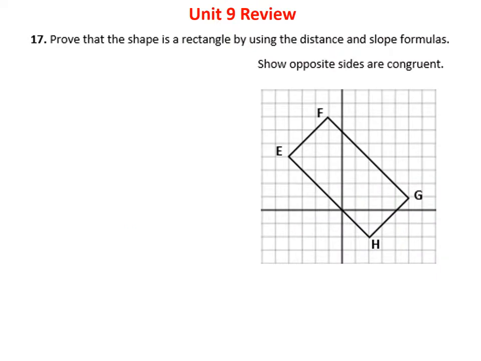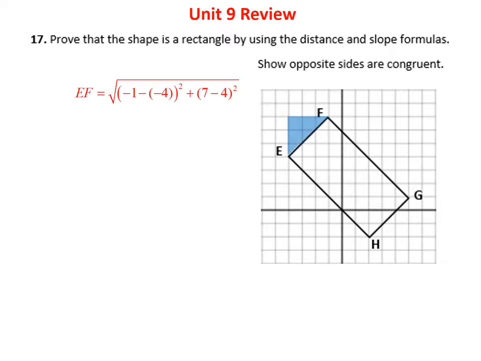In our last problem, they give us a rectangle, but they ask us to use the distance and slope formulas to prove that this is actually a rectangle. So the first thing we're going to do is show that the opposite sides are congruent. That's one thing that's true in both a parallelogram and a rectangle.